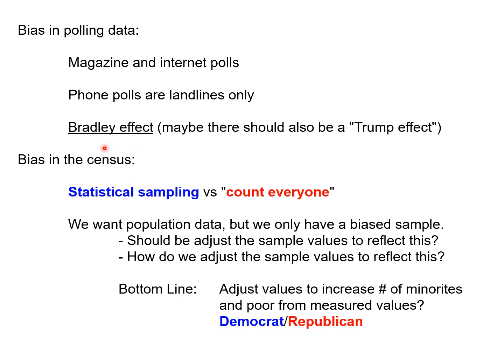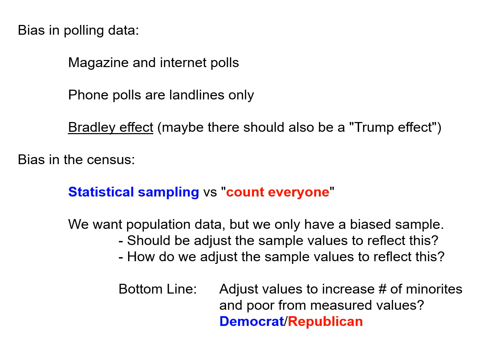There's also bias in the census if we're thinking about another way of assessing humans. The Constitution mandates that the U.S. count every person in the country every 10 years. And so we want that population data in order to apportion congressional districts and have highway funding and things like that. But we also know we're going to get a biased sample, right?